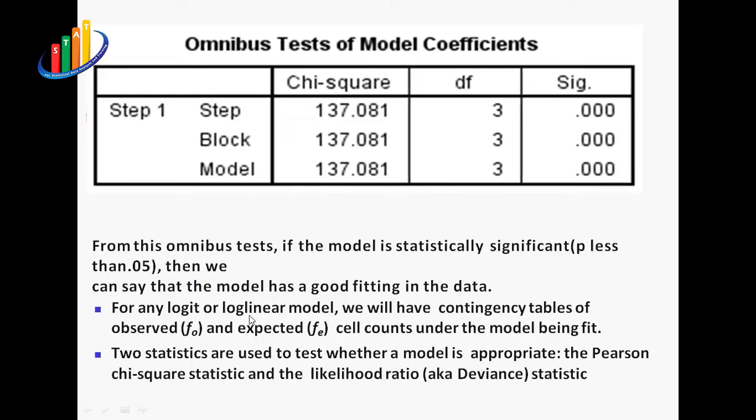For any logit or log-linear model, we will have a contingency table of observed and expected cell counts under the model being fit. The two statistical tests most commonly used are the Pearson chi-square test and the likelihood ratio. The likelihood ratio I'll show you next.